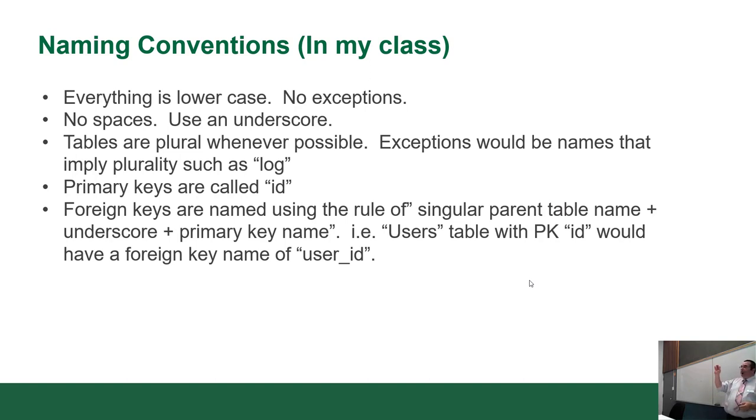There are exceptions to the rule. If you have a word that implies plurality, such as inventory. Inventory implies the count of many different things. A log, captain's log, right? They have a log, but that log has many entries. It implies plurality because that's what it is by nature. It's a plural thing. Those don't have to be plural, but pretty much everything else would be. And one of the worst ones that has to deal with this is people versus person.